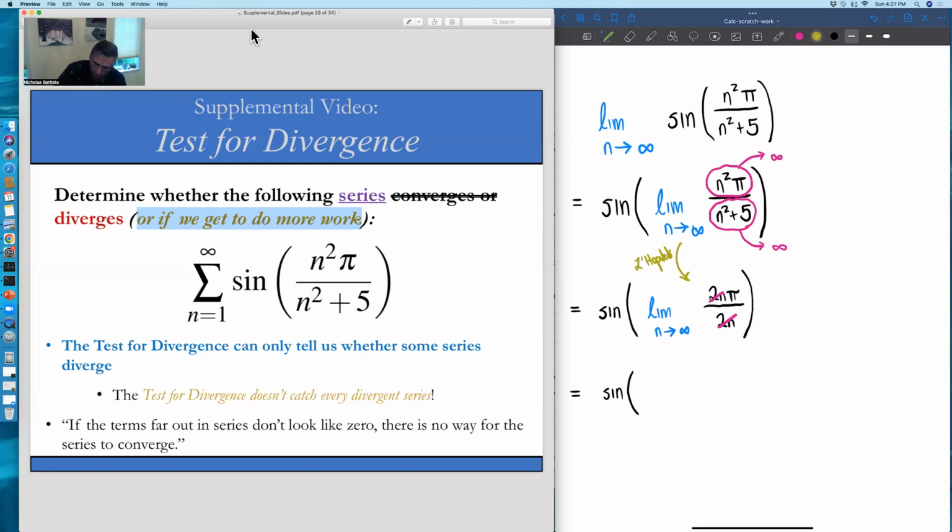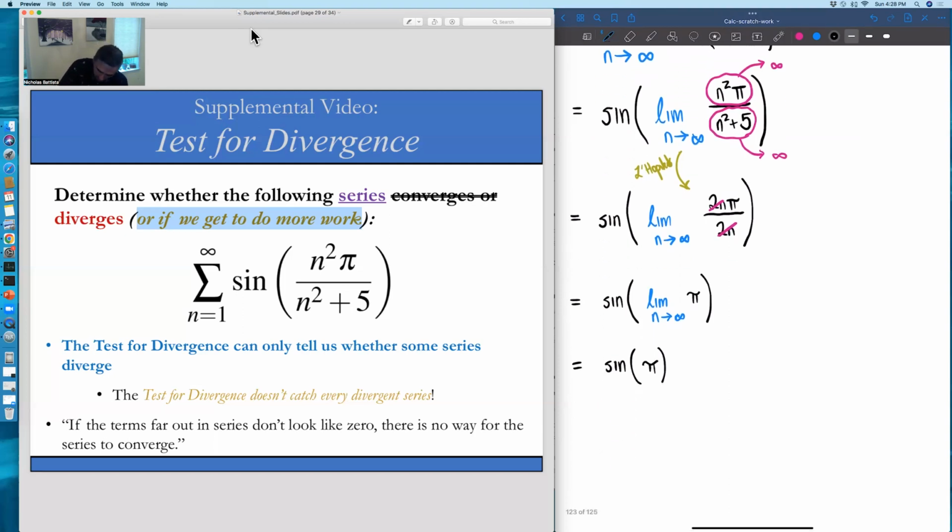I'll just write this additional step just to illustrate this. So we have the limit as n goes to infinity. Since the two n's canceled out, we really just have the limit as n goes to infinity of the number pi, but there aren't any n's attached to that pi anywhere. So the limit of any constant by itself as n goes to infinity is just equal to that constant. So this limit is equal to sine of pi. And now, sine of pi is equal to 0.